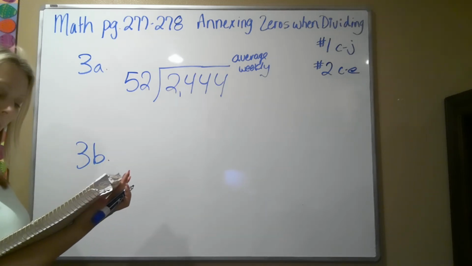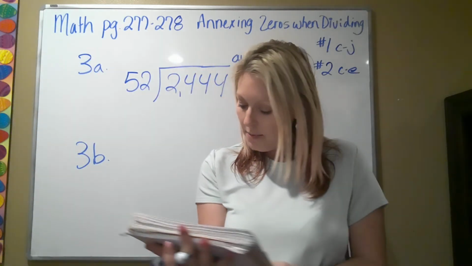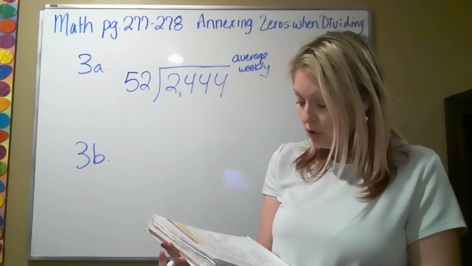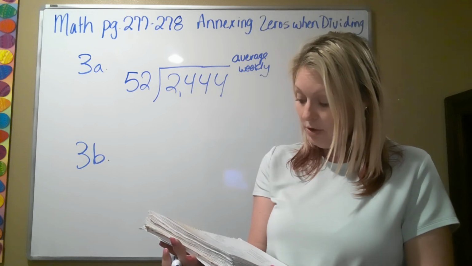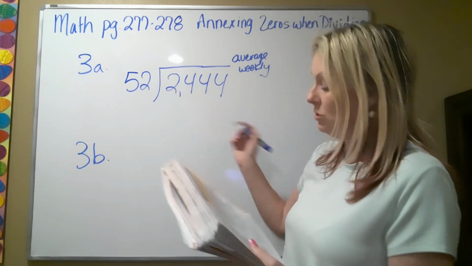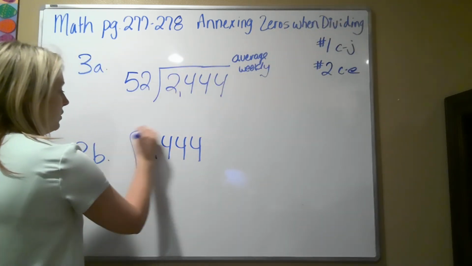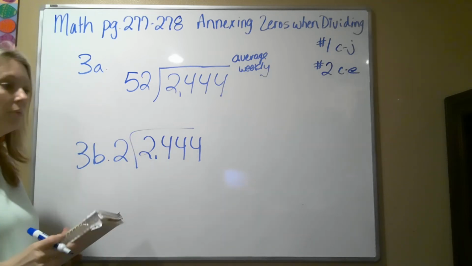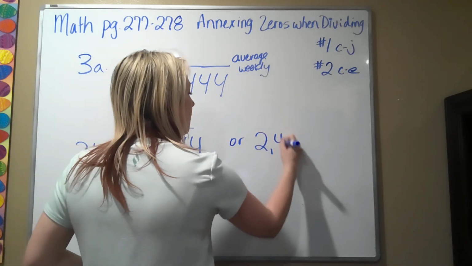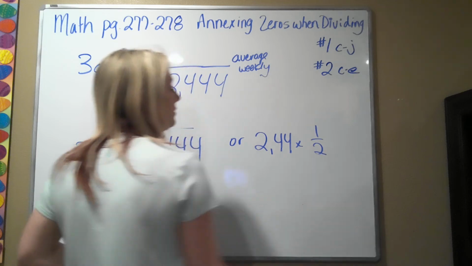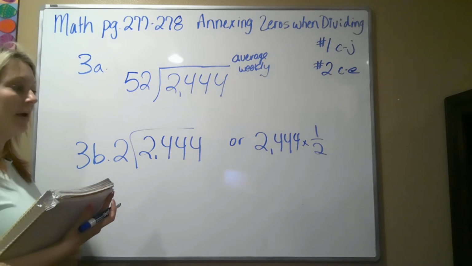Now, 3B says Mr. Bowman gave 1/4 of his savings to a missionary and spent 1/2 of his savings on a new refrigerator. How much money does he have left from the year's savings? So we could do one of two things. He spent half of it on the refrigerator, so we could divide it by 2, or we can do the amount times 1/2, and get my answer.